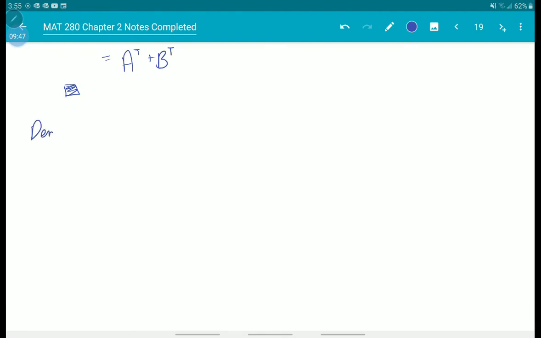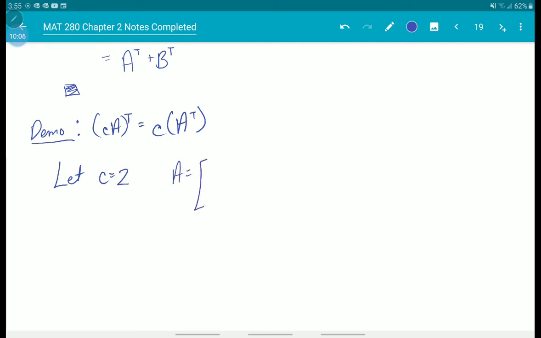So here's a demo. We are looking at (CA) transpose is equal to C times A transpose. So I'm going to let C be the number 2, and I'm going to choose A to be a 2 by 3 matrix, just so you can see it come out. It's just better than using a square matrix.